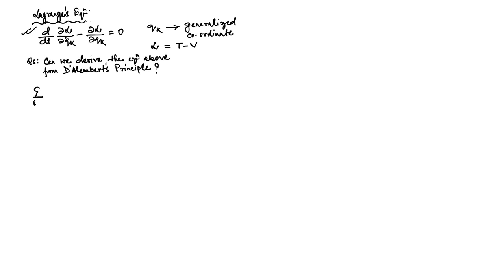Now, if you recall D'Alembert's principle, what was that principle? Summation i equal to 1 to, say, n, or let me use a different notation, m, (F_i vector minus p_i dot vector) is equal to 0.